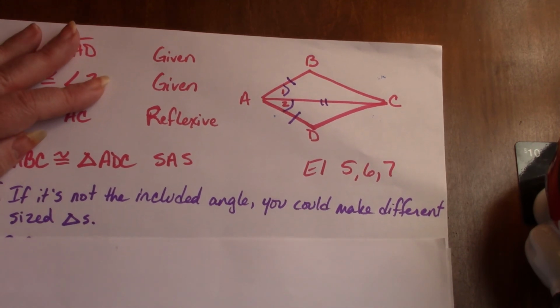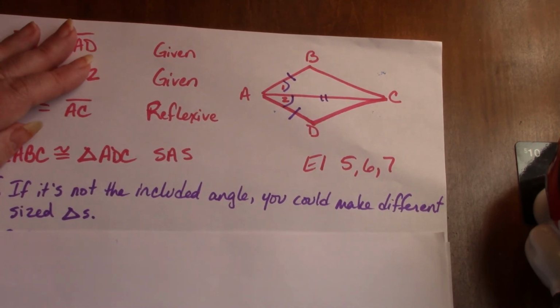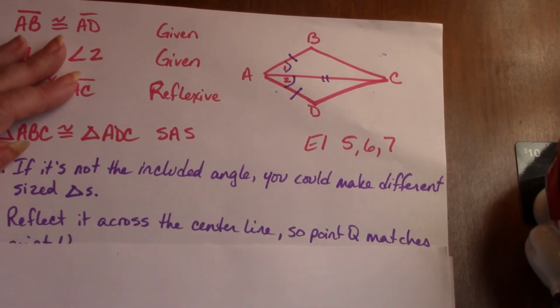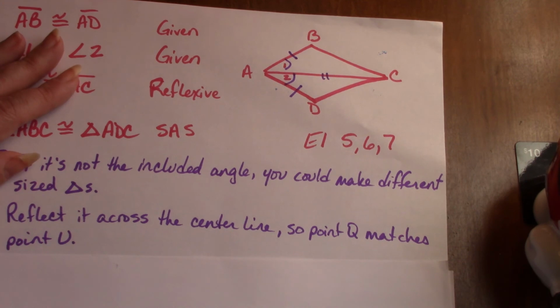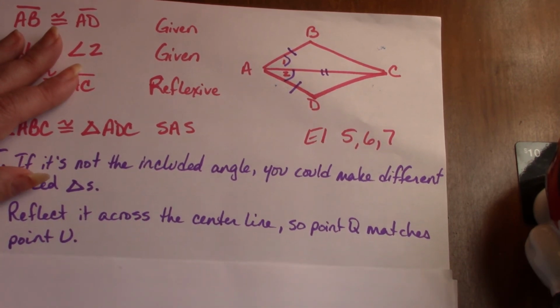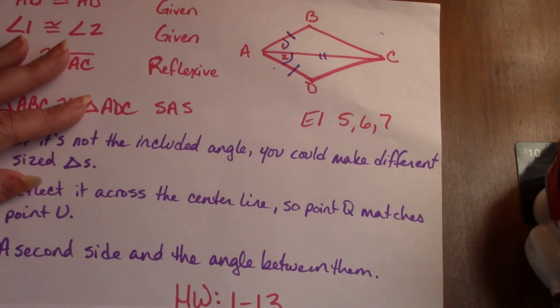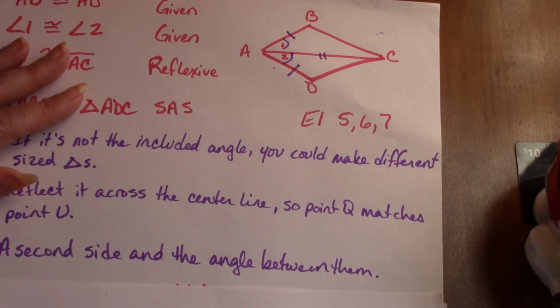Number 5. If it's not the included angle, you could make different size triangles. Number 6, if you reflect it across the center line, so point Q matches point U. And number 7, a second side and the angle between them is what you need.